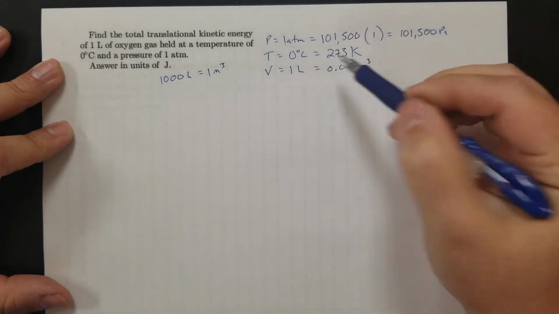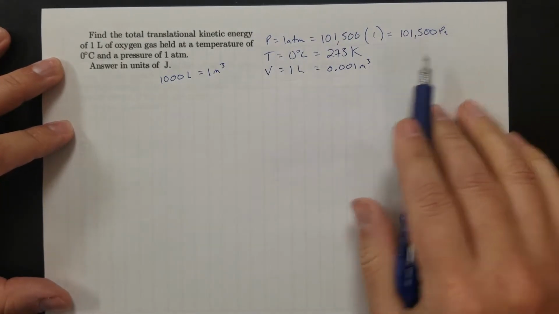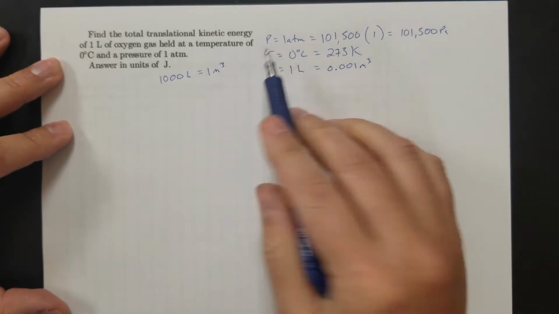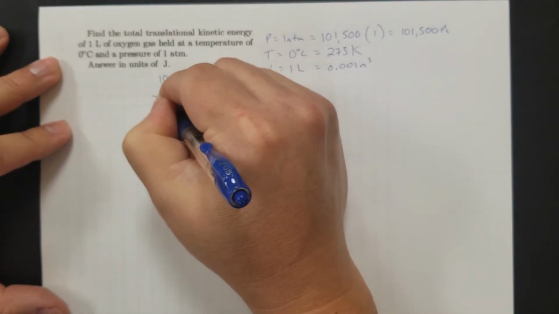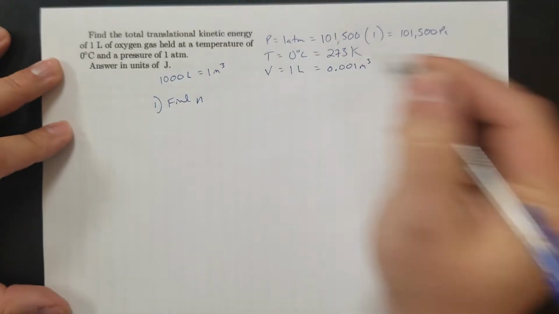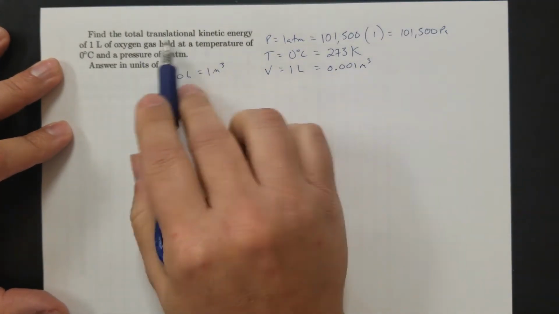So now I have P, V, and T. And you can see where this is going. I need to use the ideal gas law. So you've got 2 steps here. First, you've got to find the number of moles, because I need the translational kinetic energy.